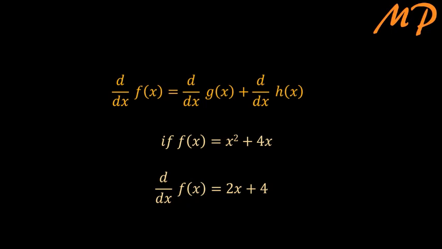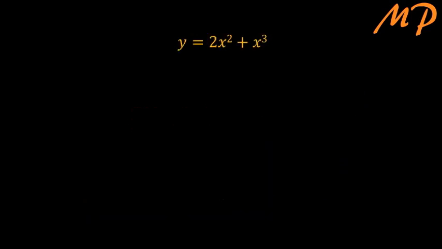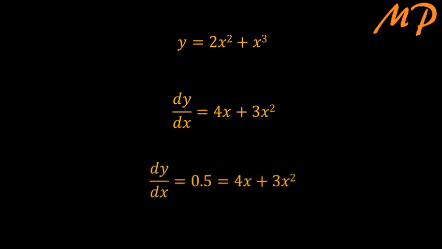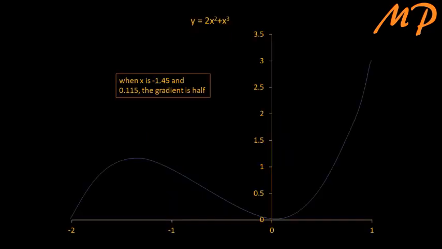Now let's try to solve a problem using this property. Suppose there is a graph with the equation 2x squared plus x cubed. We need to know at what x value the gradient is equal to 0.5. Since y is equal to 2x squared plus x cubed, then dy by dx is equal to 4x plus 3x squared. Now all we have to do is equate the gradient to 0.5, and then find the correct x value. Using simple algebra, we find that x is equal to 0.115 and minus 1.45, so this means that when x is minus 1.45 and 0.115, the gradient of the graph line is exactly half.